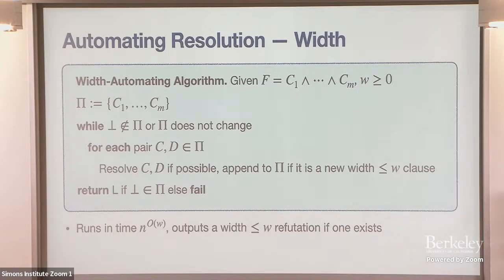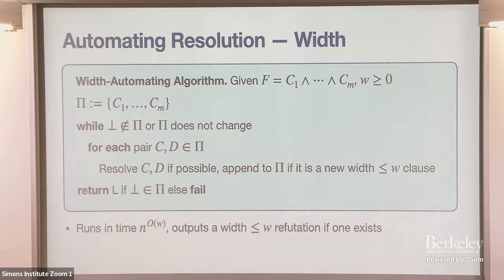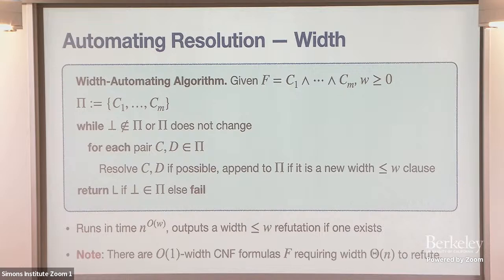So yeah, this algorithm runs in time n to the w. It outputs a width w refutation if one exists. But I'm going to note here that low width refutations might not always exist, right? It's not an easy fact, but it turns out that there are constant width CNF formulas that require basically linear width to refute. You more or less have to look at every single variable in your formula in order to refute it. Okay.